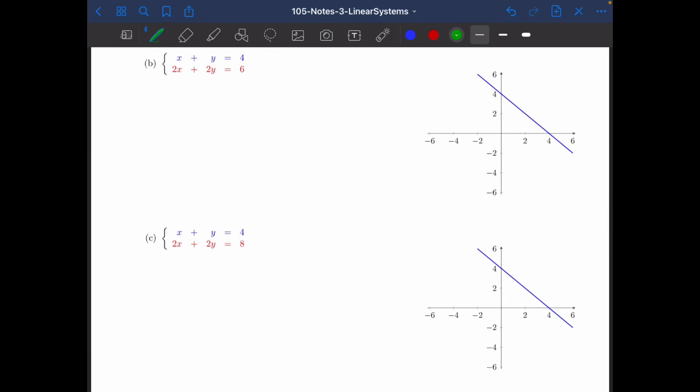In part B, we have another system. The first equation is the same as the first equation of the system in part A. The second equation is now different. Second equation is 2x plus 2y equals 6. Remember that multiplying an equation by a real number doesn't change the solution of that equation. Let's multiply the second equation by 1/2. That'll give us the new equation x plus y equals 3. We're going to keep the first equation as it was. And what we have now is an equivalent system.